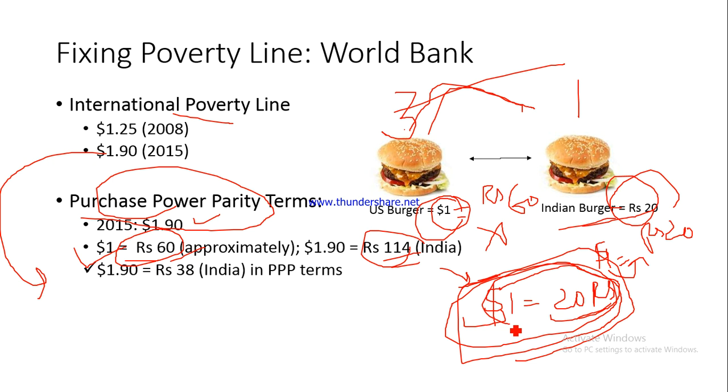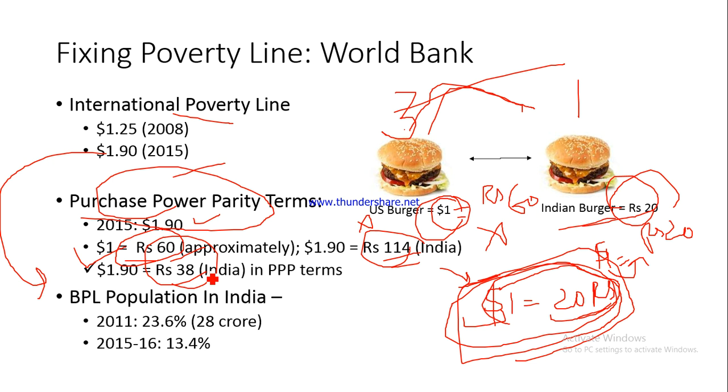So the poverty line in India in 2015 was not 114, it was basically rupees 38 per capita per day, which means one person earning rupees 38 in a particular day or more than that would be considered above poverty line. Those who are earning less than that per person per day, so average daily salary of one individual, if it is less than 38, he or she would be considered below poverty line. Is that fine?